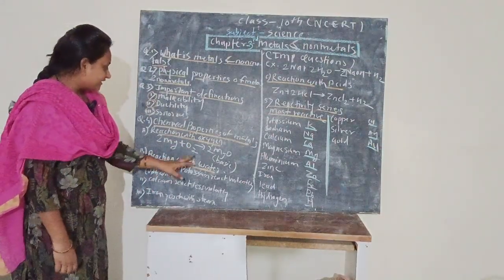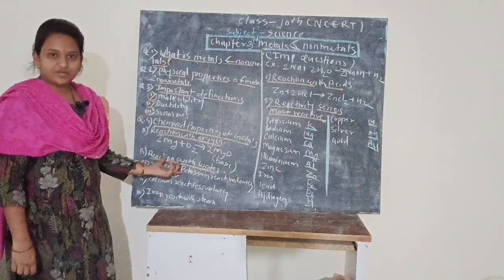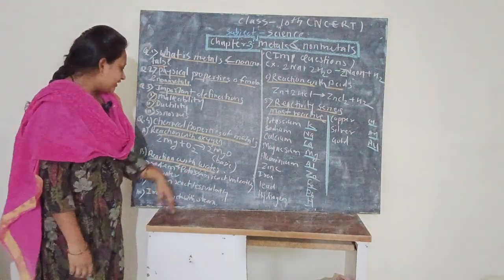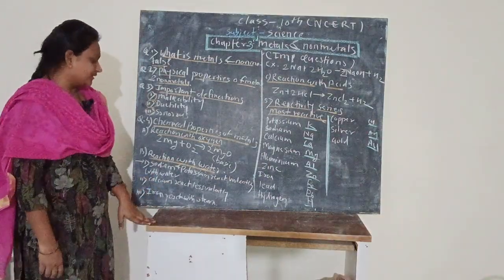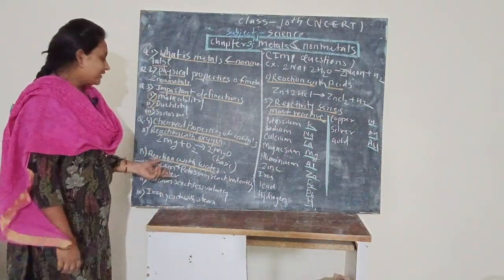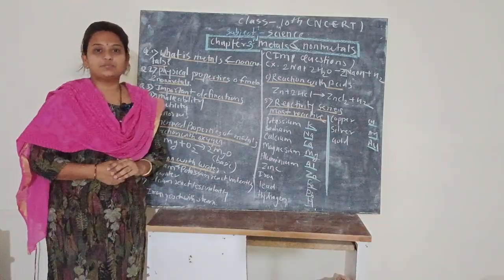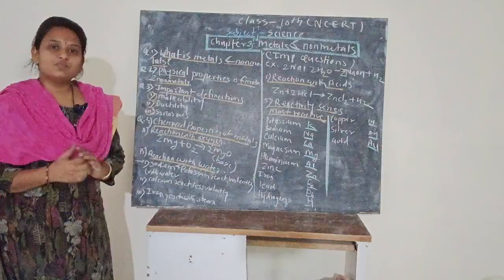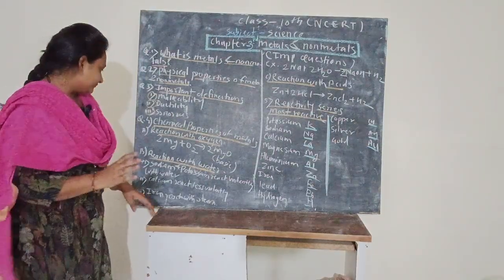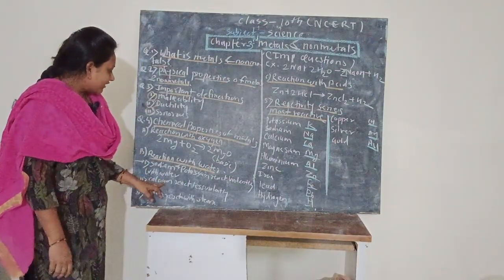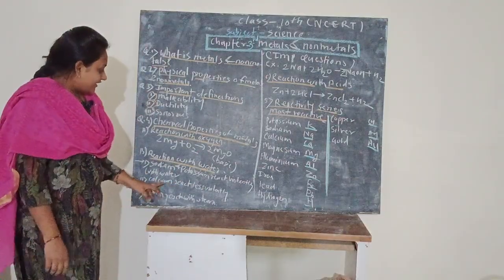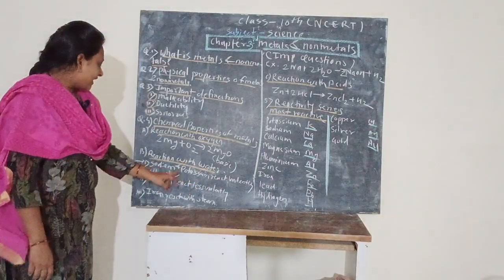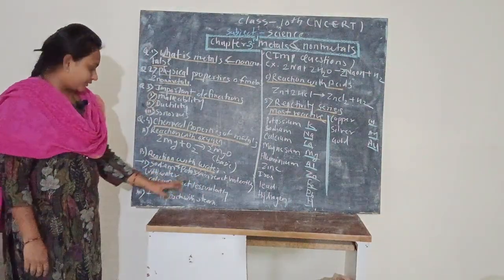Now the second reaction is the reaction with water. What happens when a metal reacts with water? Sodium and potassium react violently with water. It means that it is a quick and strong reaction. Next, what happens when calcium reacts with water? It reacts less violently, which is exactly the opposite of sodium and potassium.